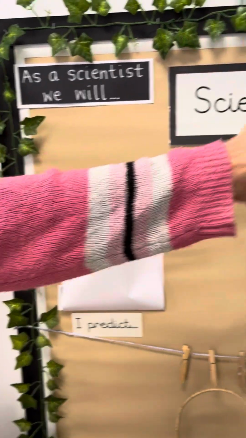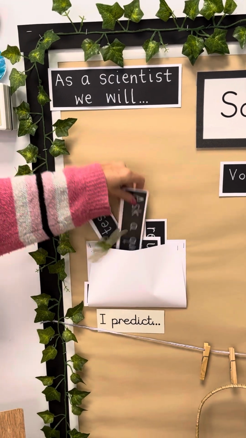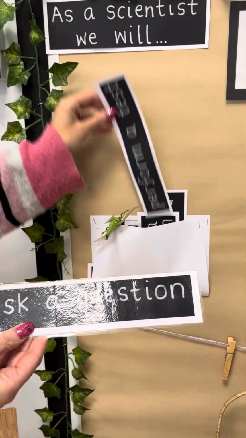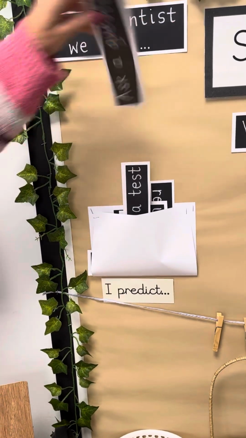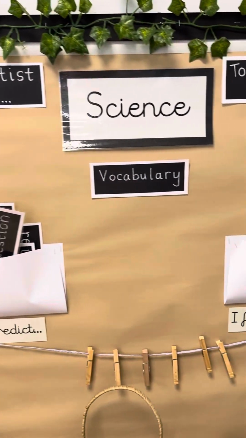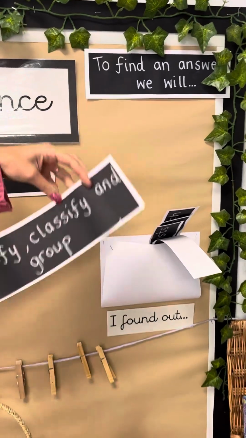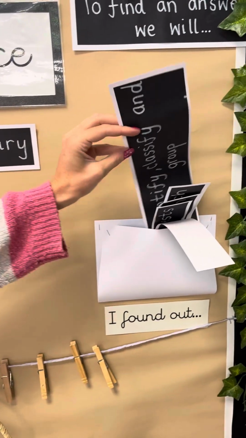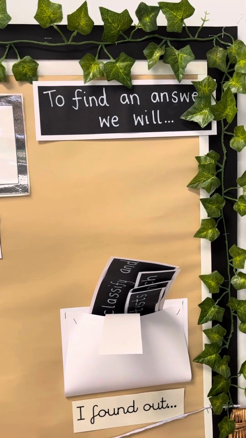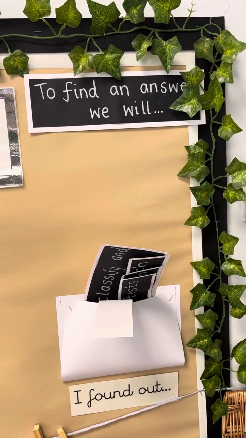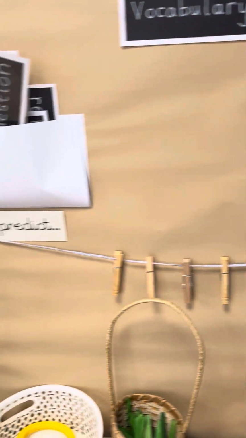And then to cover science inquiry, on one side, as a scientist, we will, and then these are the inquiry types: ask a question, perform a test, and they're all in there. And we choose which one and we pop it up on there. And on the other side, how we're going to answer that. So our investigation that we're going to do, identify, classify and group, or observe over time, and I just peg them up to show which one we're using, and I refer to it every lesson, and eventually as the children learn they are able to explain those themselves.